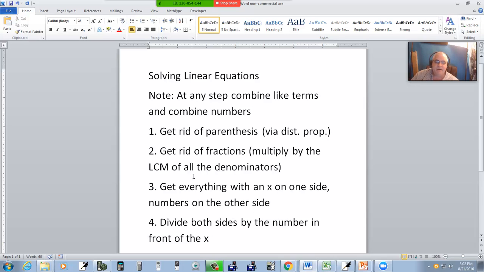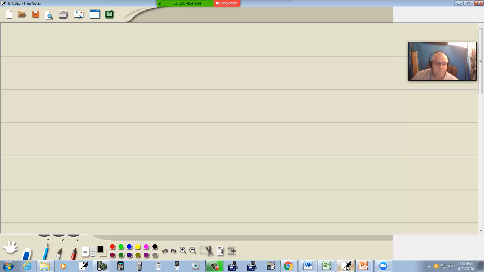I tend to leave off the math terms, the definitions, when I'm writing this step by step, just so you're not caught up on the definition and don't fail to understand the steps of them.